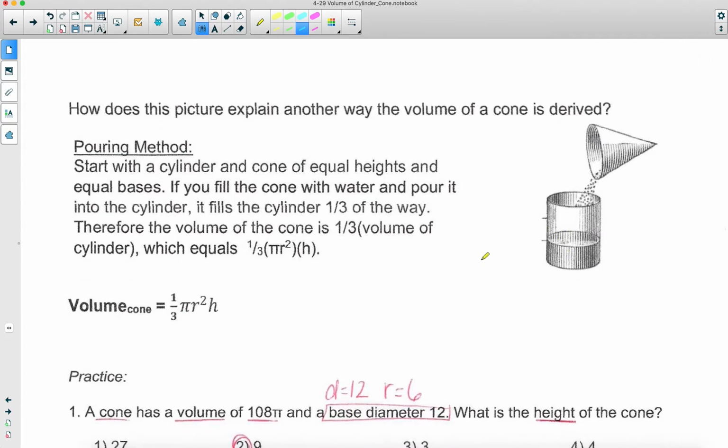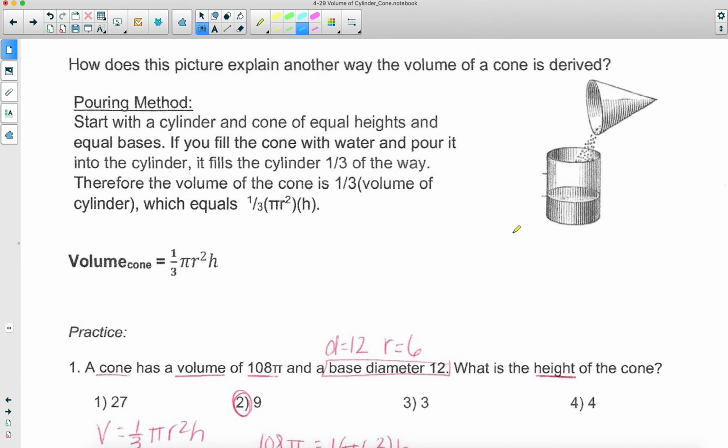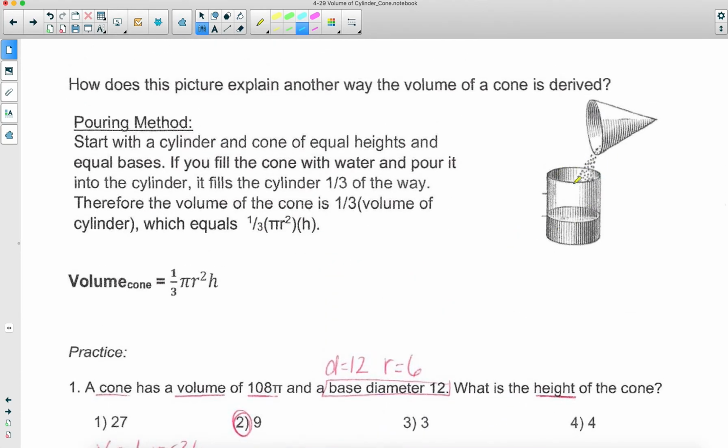So the pouring method is like the pouring method of the prism and the pyramid. We start with our two solids that have the same size bases and the same heights. One's a cylinder, one's a cone. If we fill the cone up with sand, water, anything, and we pour it into that cylinder, we see that one pour gets us 1/3 of the way. Two pours, 2/3 of the way, and 3 pours, and we have our cylinder completely filled. So that means that the volume of a cone is 1/3 the volume of that cylinder.